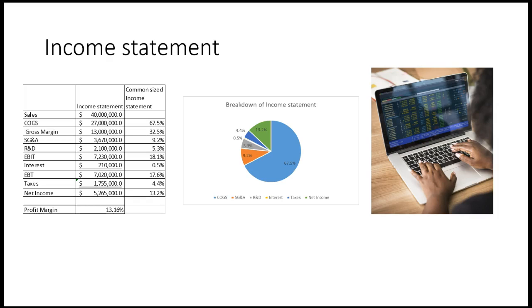From there, I'm spending $9.2 for every $100 of sales in SG&A, $5.3 on research and development, the engineering type functions, and now I'm left with $18.1 per $100 of sales, which is my EBIT. I'm still positive, but I have to pay the interest, then it comes down to the EBT, then I pay taxes, and so my net income is 13.2%, and typically that number is called a profit margin.